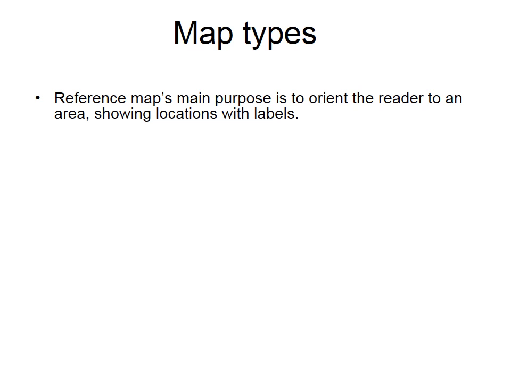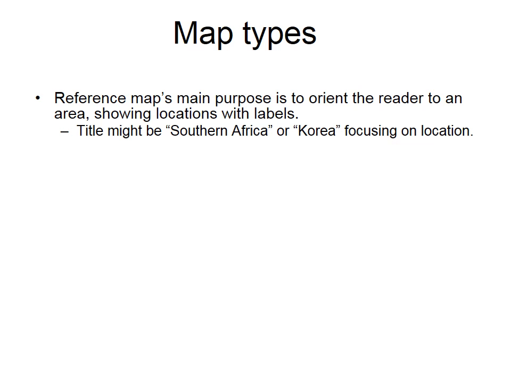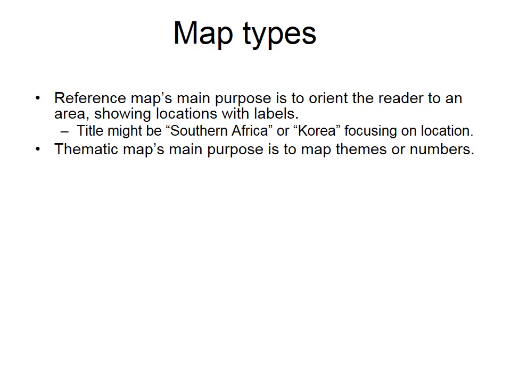or regions. A reference map's main purpose is to orient the reader to an area, showing locations with labels. They're the most common types of maps. You've seen road maps, maps of the world countries, a map of attractions at Disney World. These are reference maps. They show the names of places and help you find your way around.